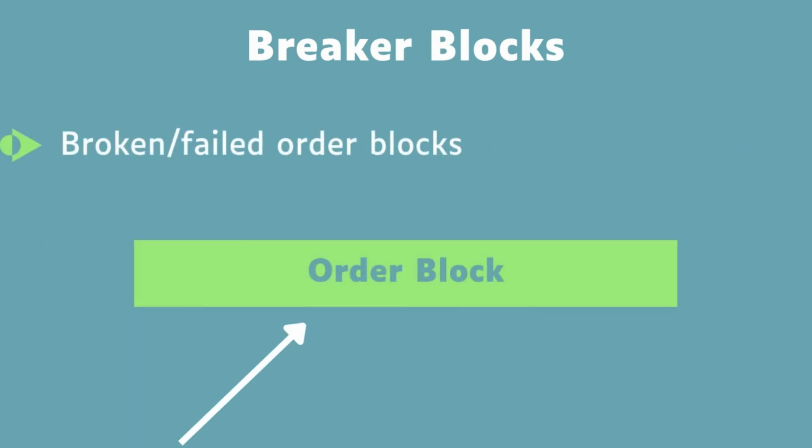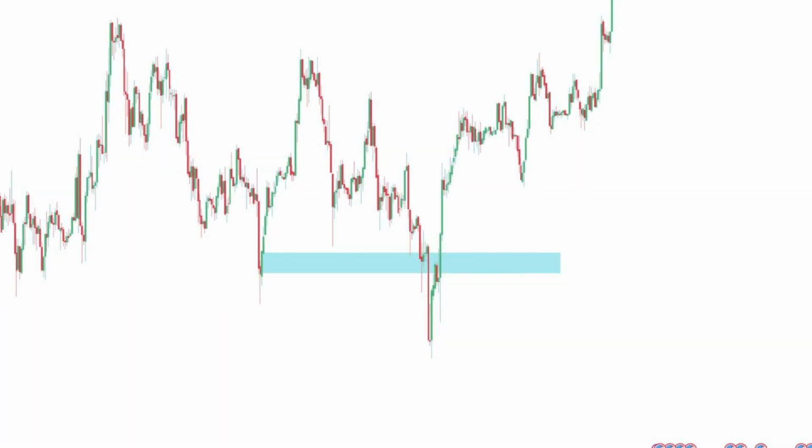Now let's discuss breaker blocks. Breaker blocks are failed order blocks. When an order block fails to hold the price, it breaks through, potentially indicating that the smart money direction has changed. Here's an example from Bitcoin. This area initially acted as a bullish order block, providing support when price returned to it. However, when price eventually broke through this level, it became a breaker block. Notice how it then acted as resistance on subsequent retests.